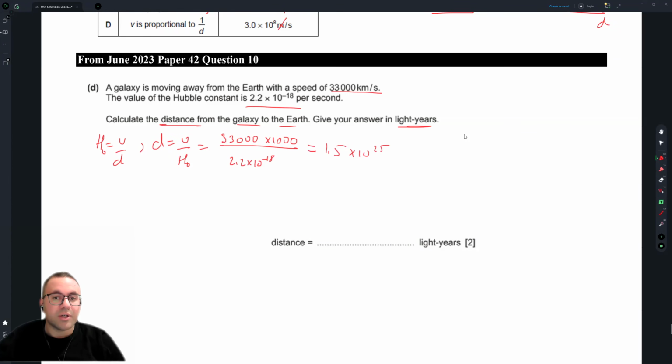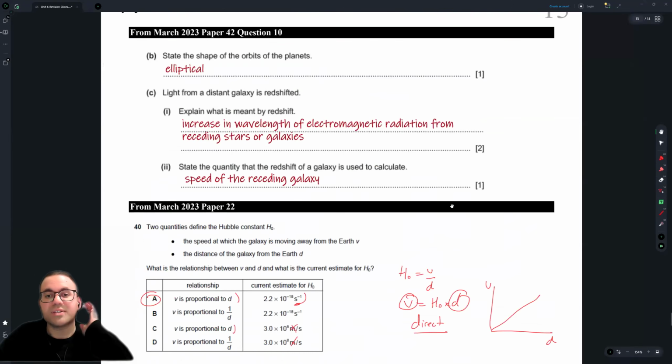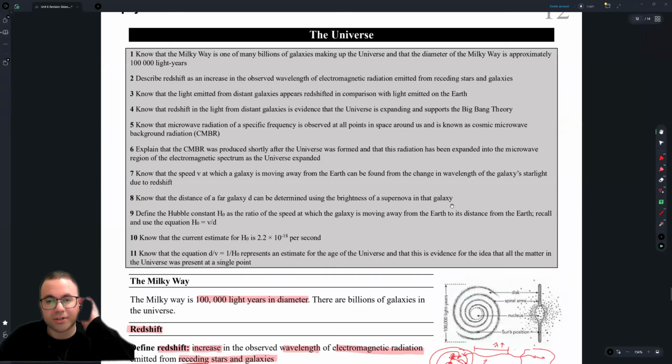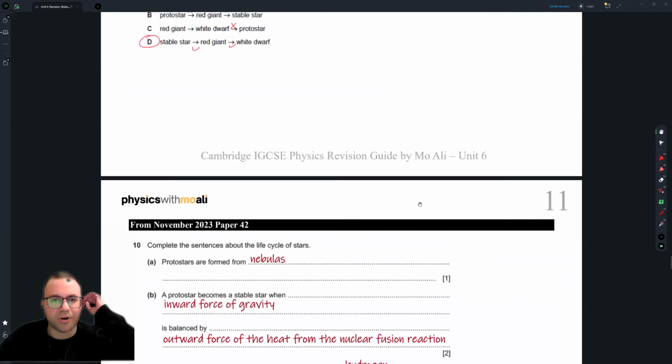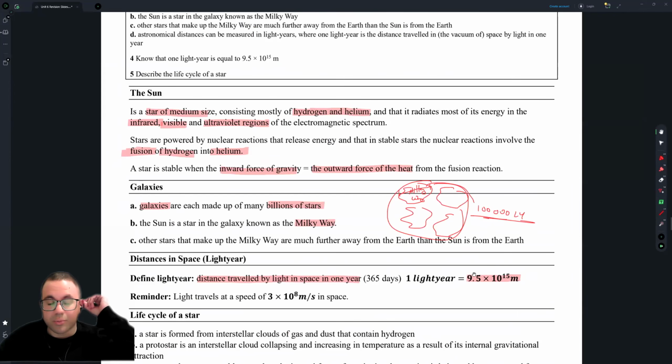Now, please remember that 1 light year is the distance traveled by light in 1 year. What is the value of a light year? This was earlier on in the stars category. It's 9.5, 10 power 15.